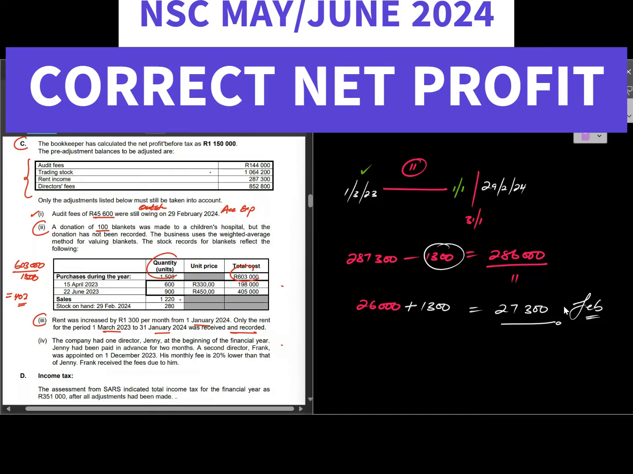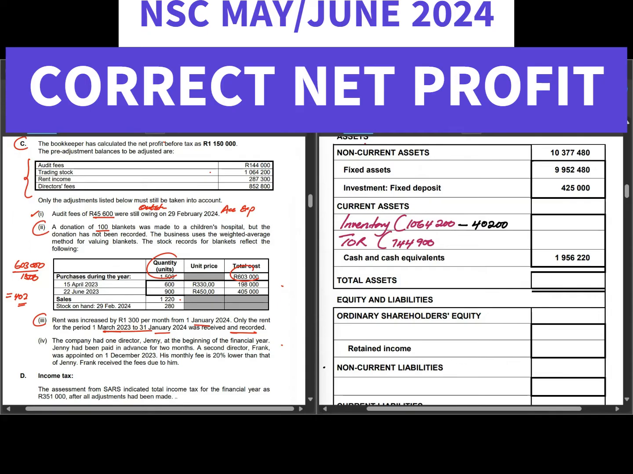In other adjustments, they'll tell you the rent for February is still outstanding. In this case, they used different language to say it. They simply said only the rent for the period March to January was received. Now we have to realize that February, which is the last month of the financial year, has not yet been received, which is the 1 month, your 27,300. So now we have accrued income, with income that has not yet been accounted for.